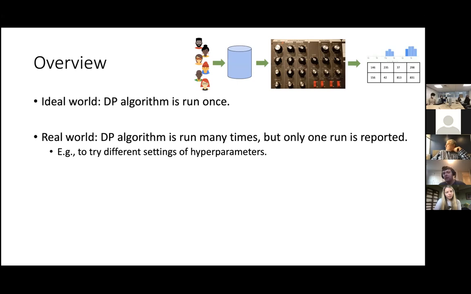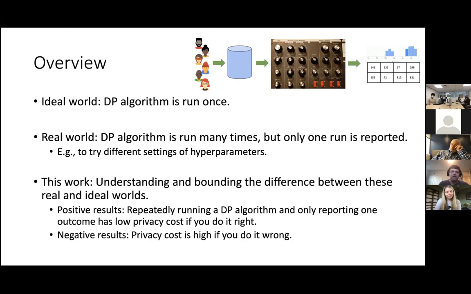And I think at the moment, the standard is just to totally ignore this and only release the privacy parameters that would correspond to running the algorithm once. So the point of this work is to try and understand what is the difference between these two worlds. What is the difference between running a thing a bunch of times and only reporting one output versus actually only running it once. We have some mix of positive and negative results.